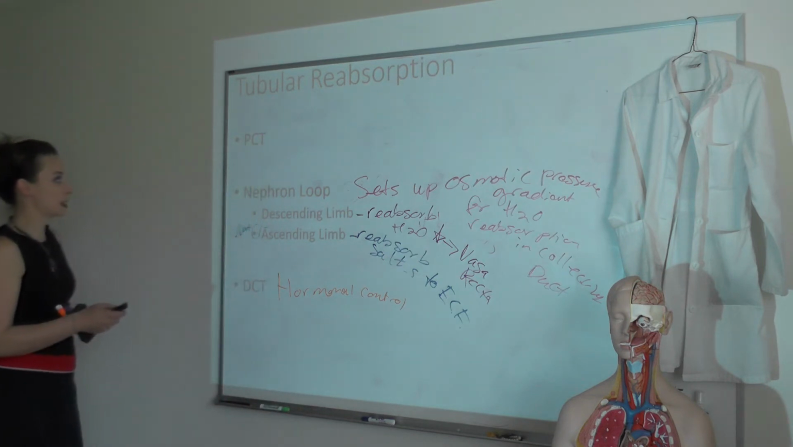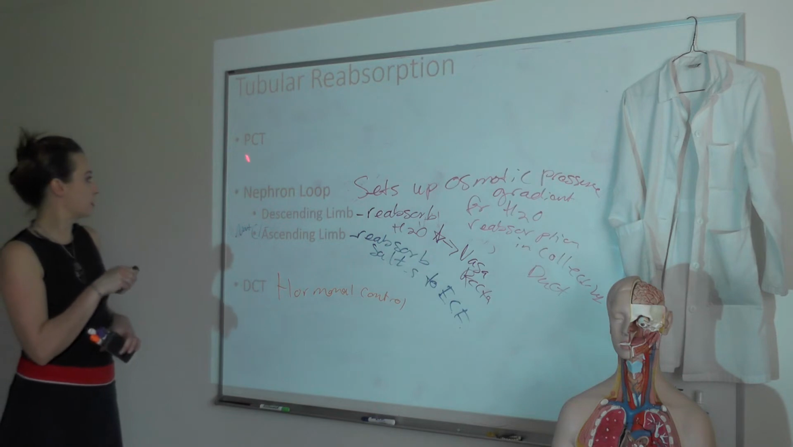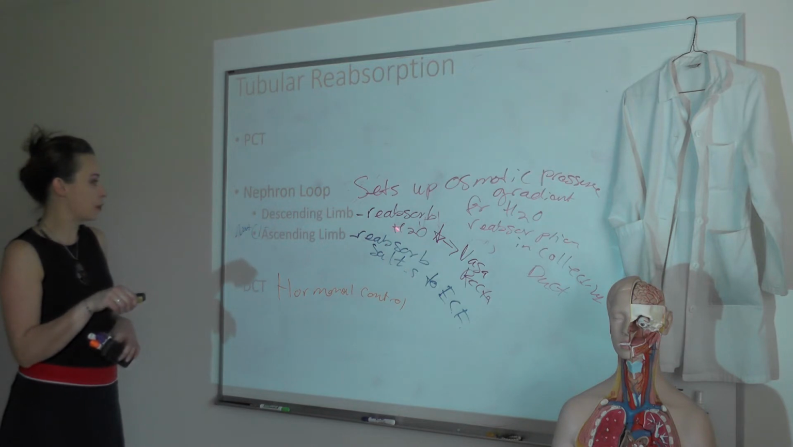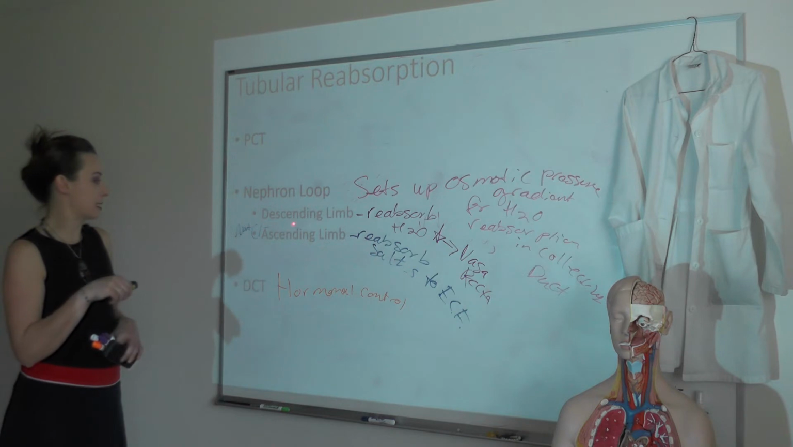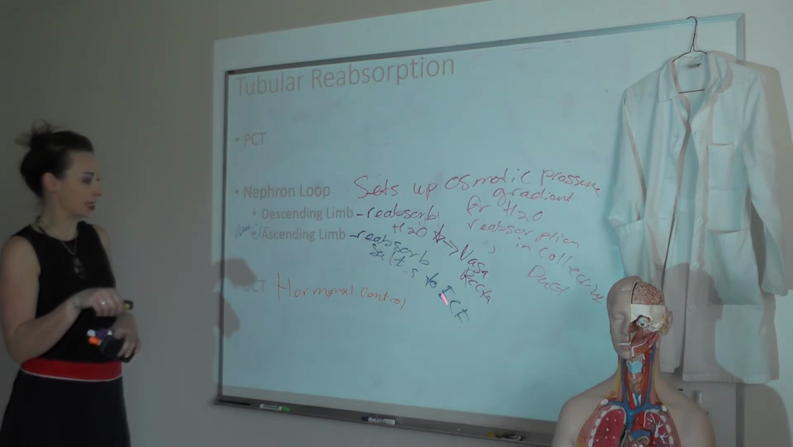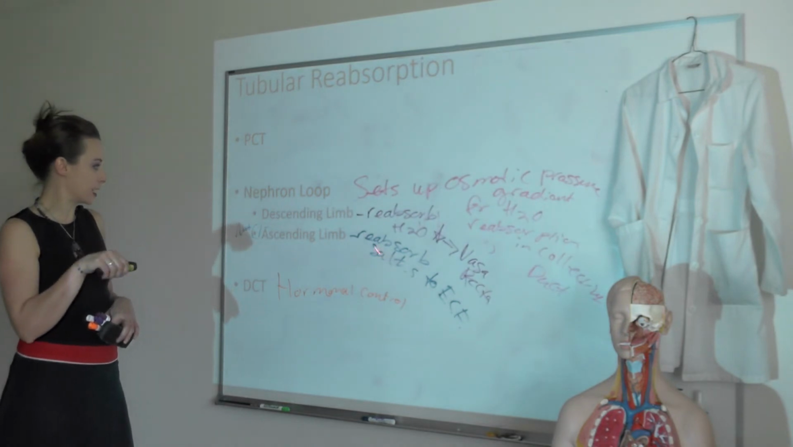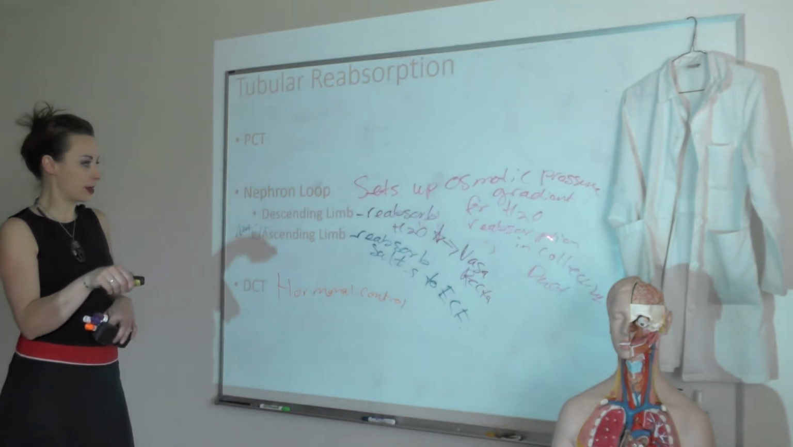Okay, so for tubular reabsorption, 65% of the material that was pushed out in filtrate is going to be reabsorbed in the proximal convoluted tubule. When we get to the descending limb, we'll reabsorb some water that's going to get picked up in the vasa recta. When we get to the ascending limb, we'll reabsorb some salt into the extracellular fluid. That's going to create this nice osmotic pressure gradient for water reabsorption.